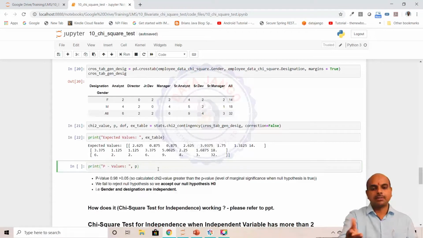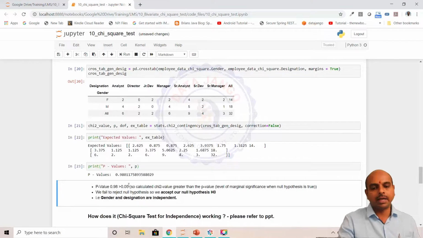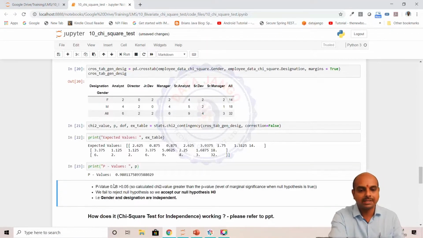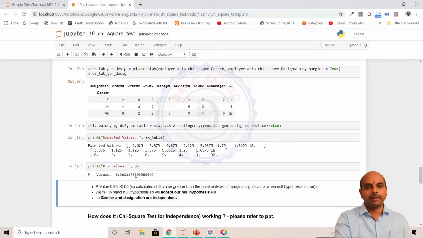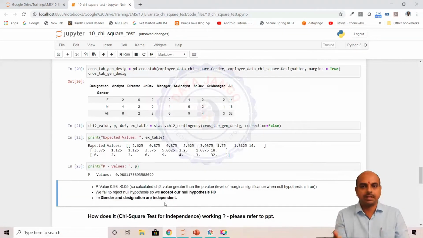But before that, let us see what the p-value is here. The p-value is 0.98. That means it is greater than 0.05, so we need to accept the null hypothesis. When the p-value is less than 0.05, we should reject the null hypothesis. Here the p-value is greater than 0.05, so we accept the null hypothesis. That means gender and designation are independent. As the business explains that gender cannot predict designation, the chi-square test is also showing the same thing.